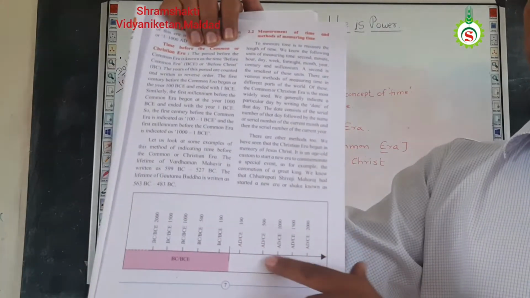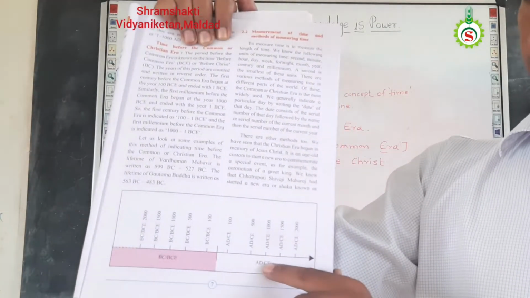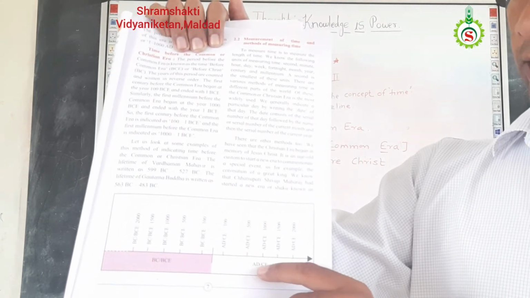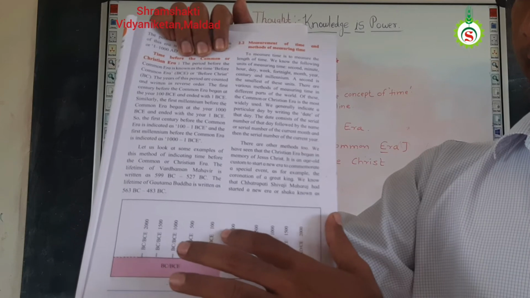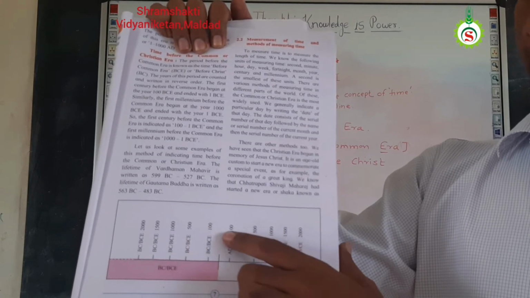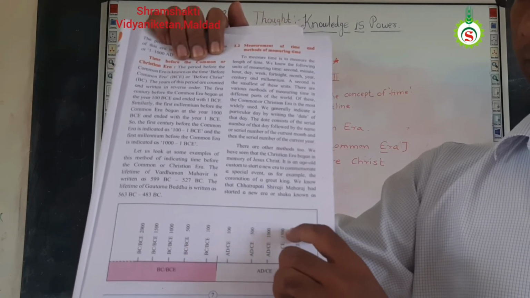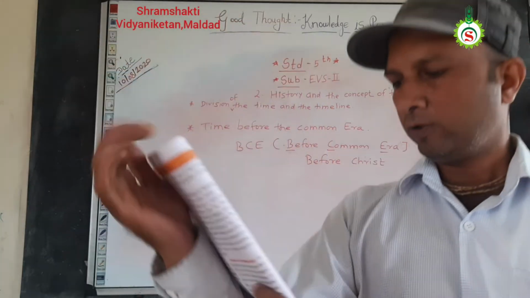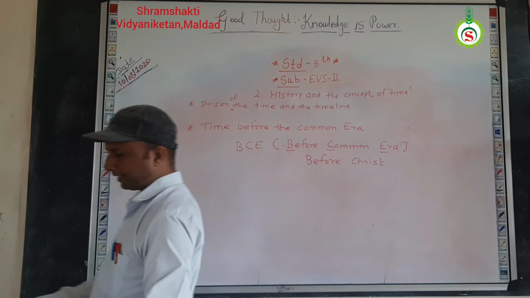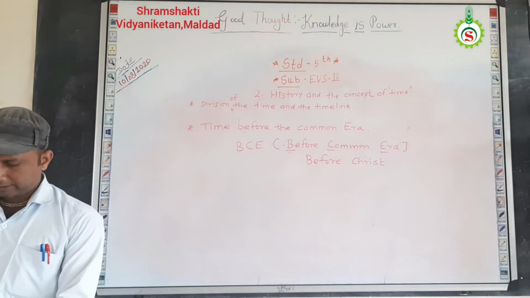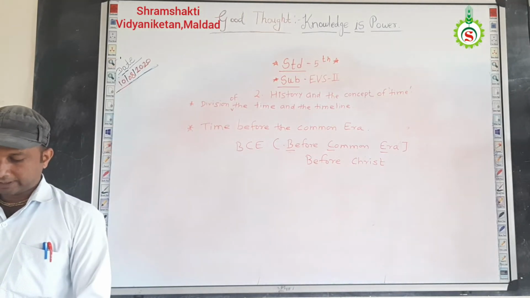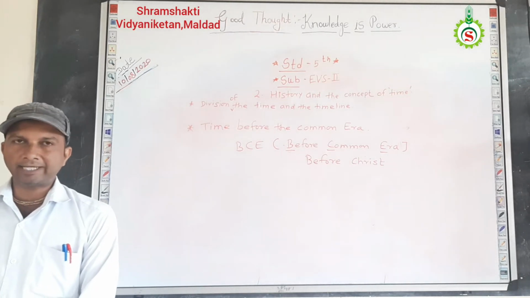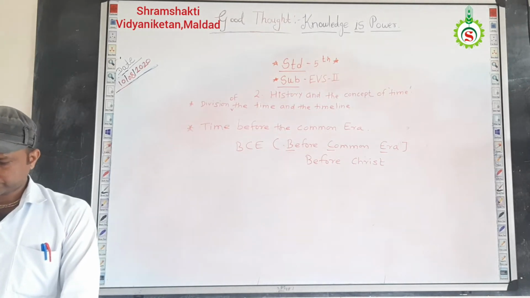And the years which are given in AD or CE are written in increasing order: 100, 500, 1000, 1500, 2000, etc. So from this we clearly understand that the years written in BCE or BC are in reverse order.